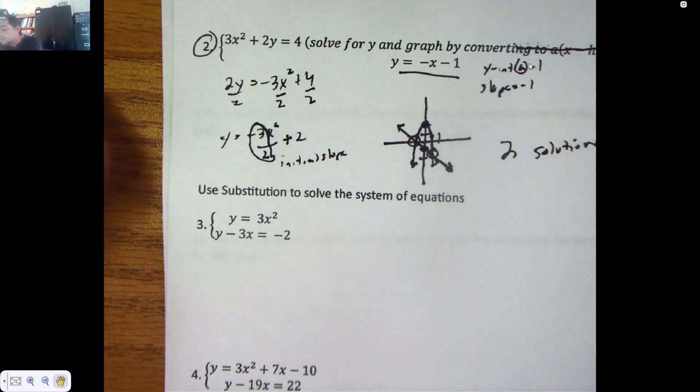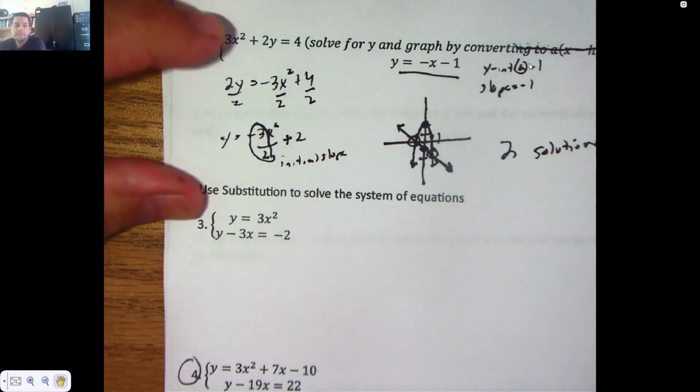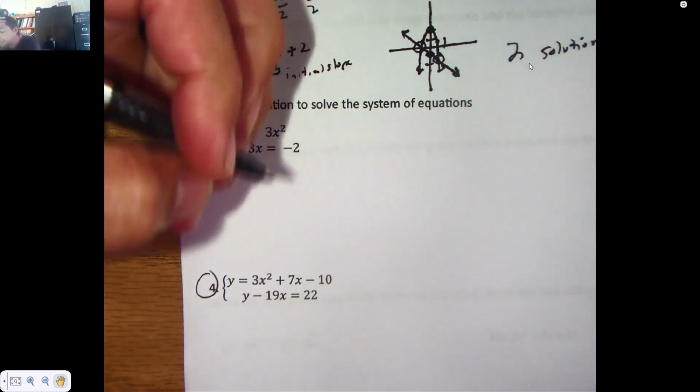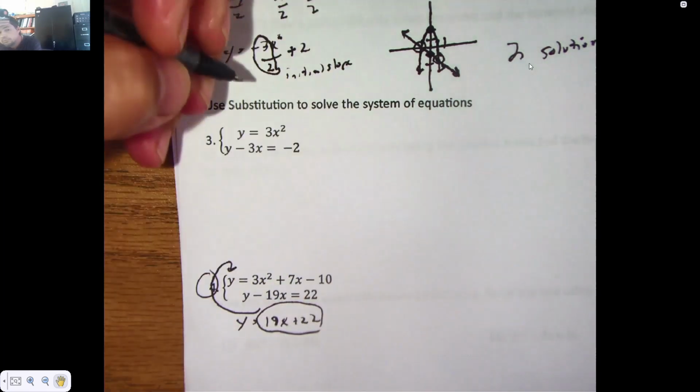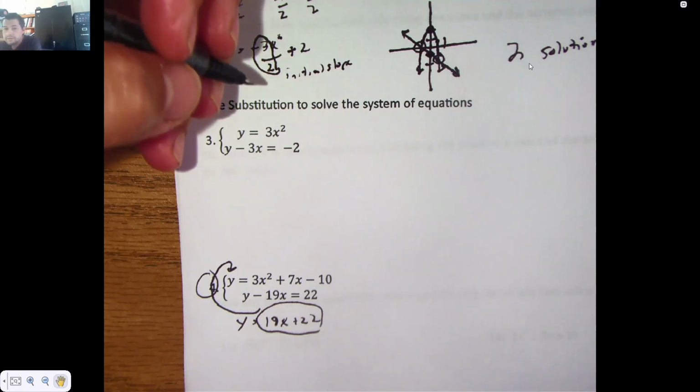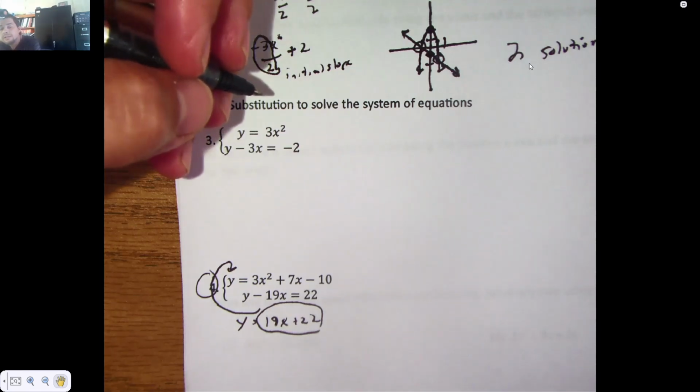All right, we got some substitution going on. 4 looks like it might be decent. You're supposed to solve using substitution. So the first thing you're going to do is probably just isolate y. And we're going to take that and we're going to put that right there. That's substitution. Y is 19x plus 22. Wherever I see that, that's what I get to be.